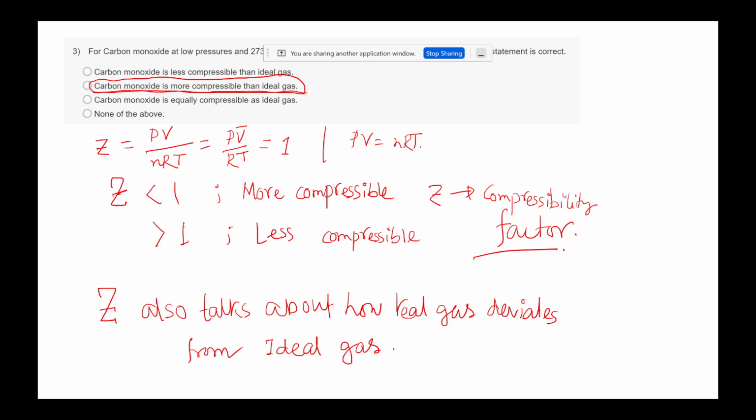So there can be a good question to ask. Here you can see that low pressure is mentioned. Why do we need low pressure? You have probably known this: when will a real gas behave like an ideal one? Can you say when it will be?